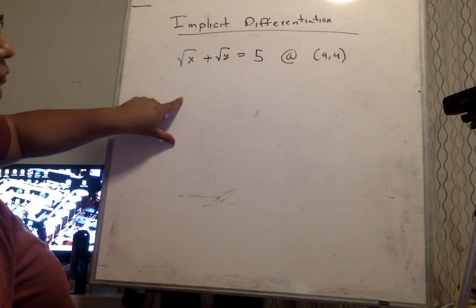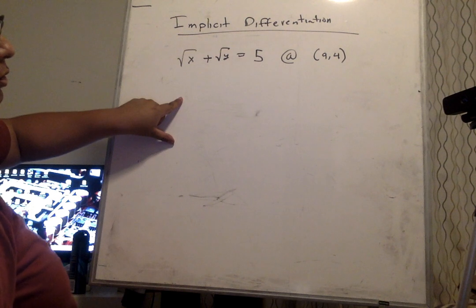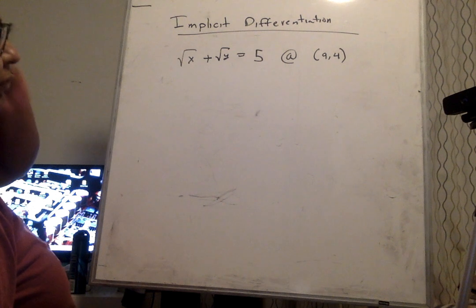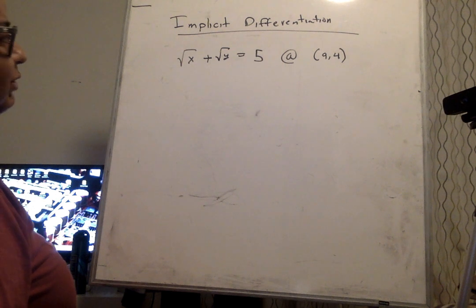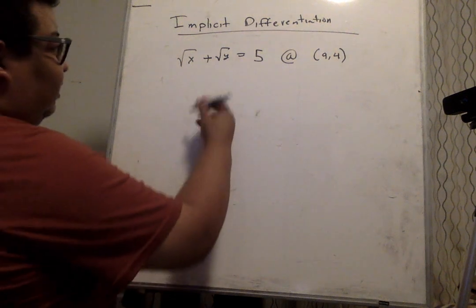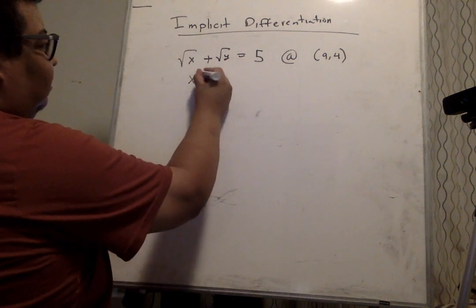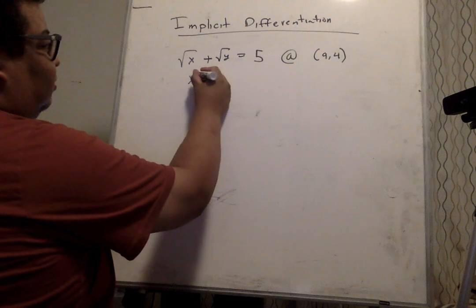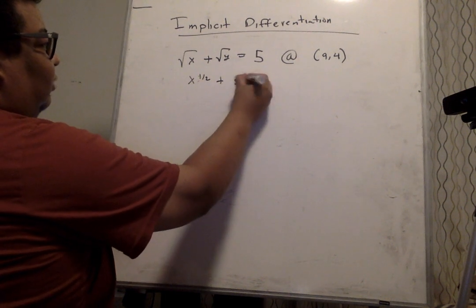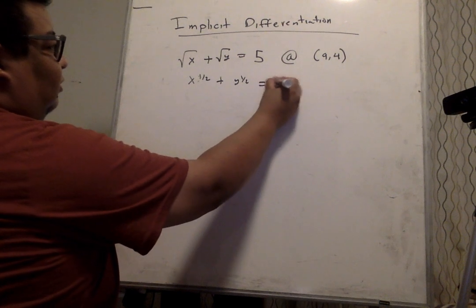Then we find the tangent line by using the slope-intercept form, and then if you want you can put it in standard form. Alright, so the first step is gonna be, we're gonna change this one to like this, plus 1/2. We're gonna do x to the 1/2 plus y to the 1/2 equals 5.